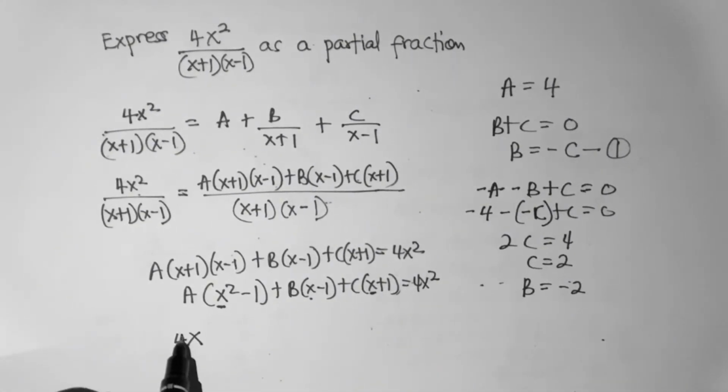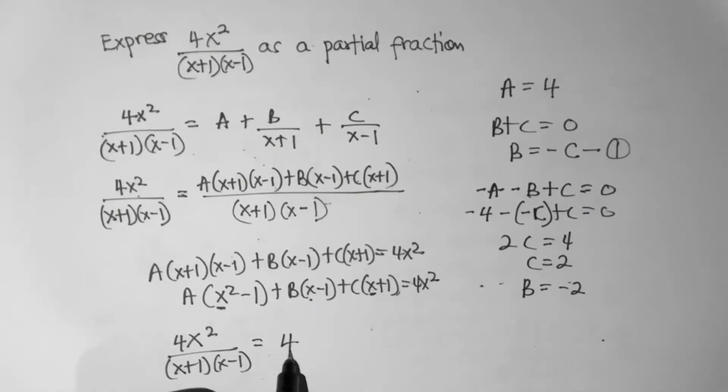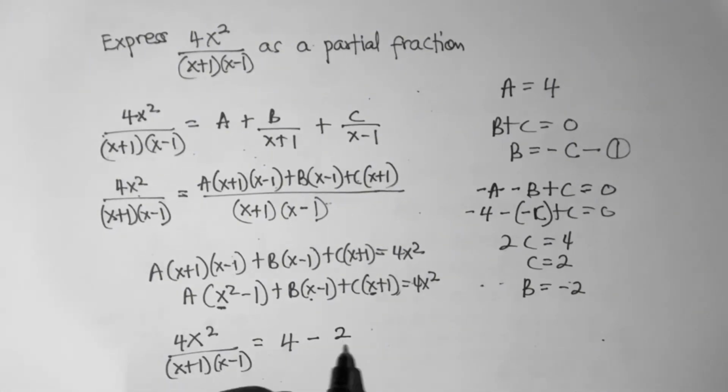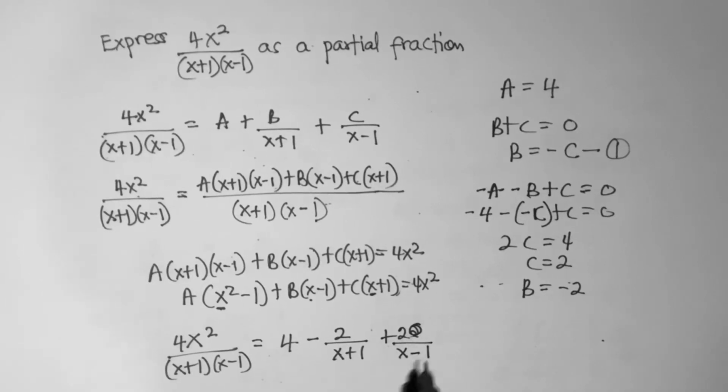So 4x squared divided by (x plus 1) times (x minus 1) is equal to A. A is 4, then plus B. However, B is minus 2, so minus 2 divided by x plus 1, then plus C, which is 2, so 2 divided by x minus 1.